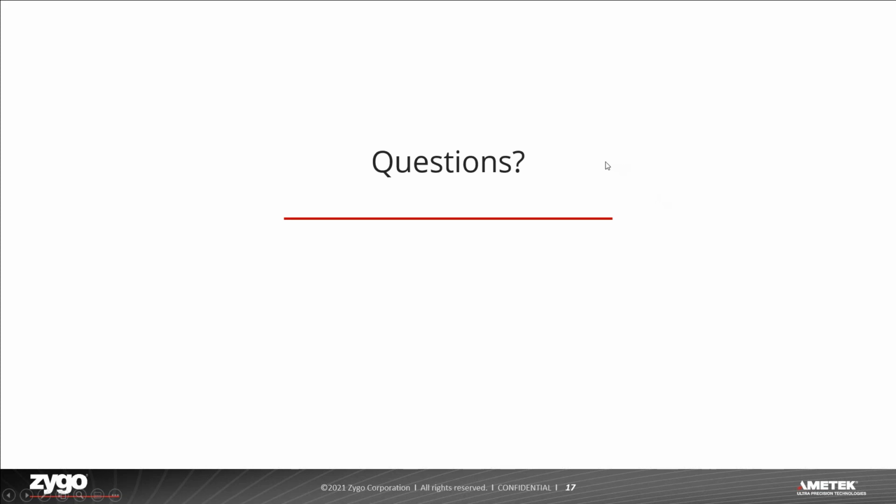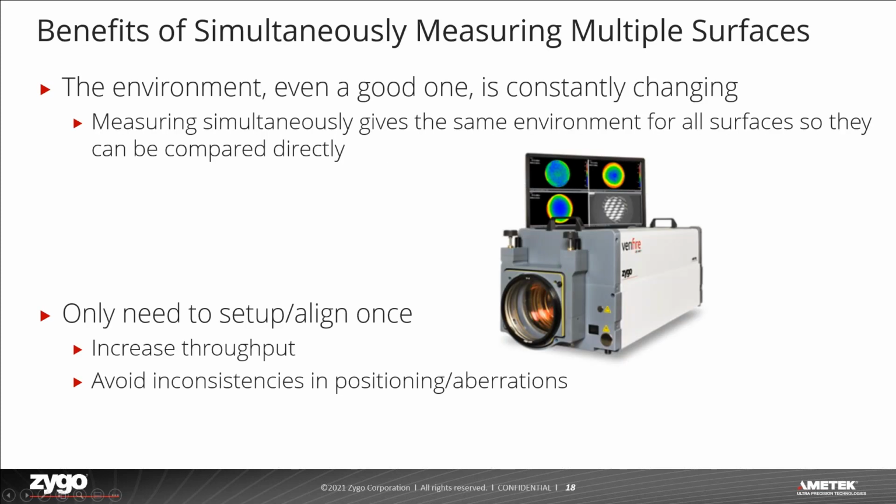All right, if those are the questions that we have for now, then I'll keep going. So we now know how an MST and measuring with FTPSI works, but what's the benefit of it? The biggest benefit of simultaneously measuring multiple surfaces is that the environment, even a really good one, is constantly changing. Individual surface measurements have no way to compensate for environmental change, while measuring simultaneously gives you the same environment for all surfaces so they can be compared directly.